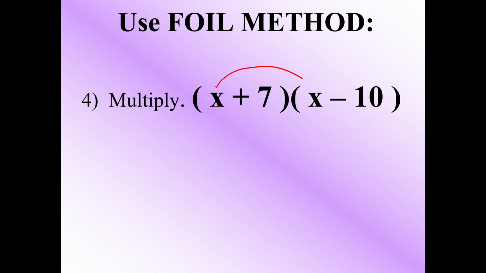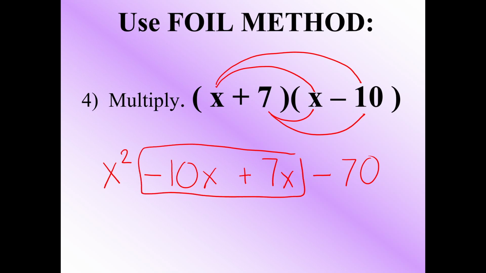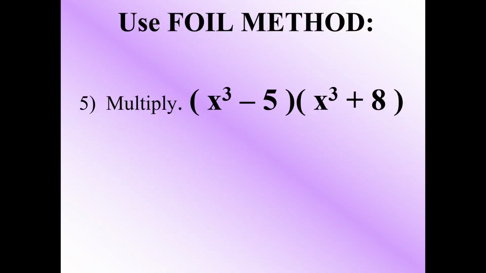First terms, multiplying: x squared. Outer terms, multiply: negative 10x. Inner terms, multiply: positive 7x. And last terms, multiply: negative 70. There you go. Now, what do we get when we combine these? Negative 3x. Very good. Bring down x squared, and bring down negative 70. Okay? Let's have one more.